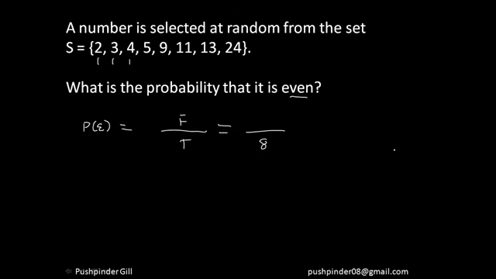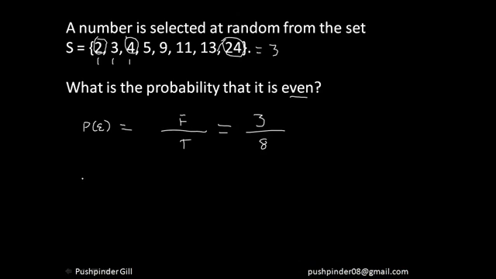Now it's my turn to see what are the total number of favorable cases that I have. The number has to be an even number. So 2 is an even number, 4 is an even number. Similarly, 24 is an even number. So my number of favorable cases count up to 2, 4, 24, that is 3. So the number of favorable cases is 3. That means my probability of selecting an even number out of this is 3 by 8.